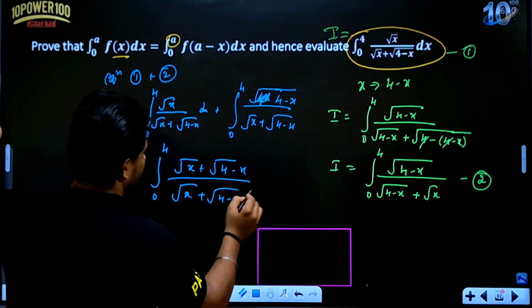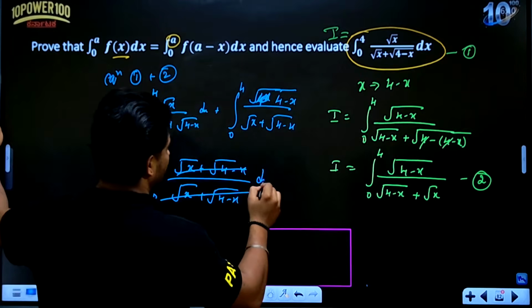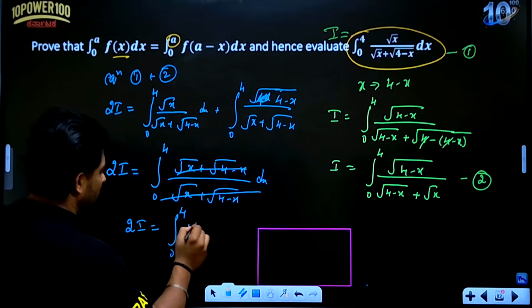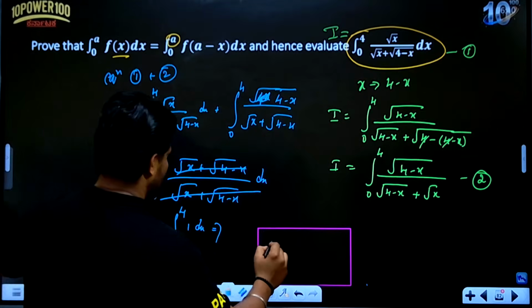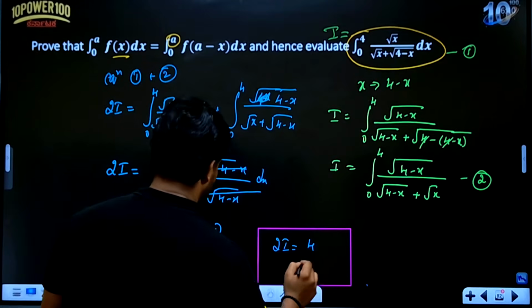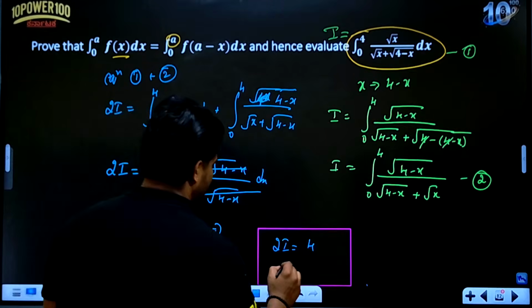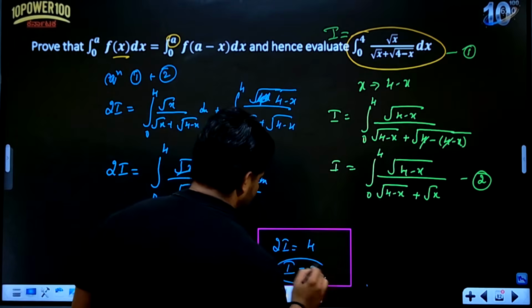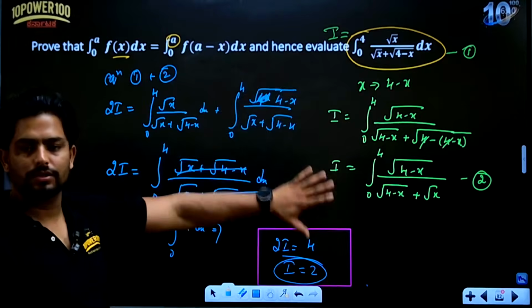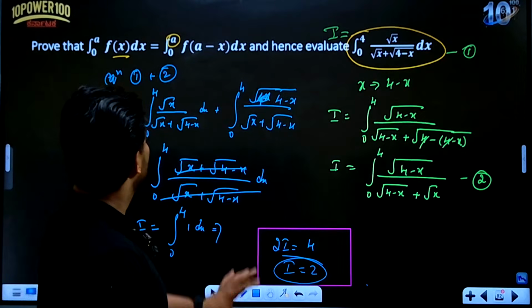So we can cancel this and this. We get 2i is equal to integration of 0 to 4 of 1 dx. Integration of 1 is x, so 2i is equal to 4. So I is equal to 2. So 2 is the answer. It's actually b minus a by 2 is the formula answer for everything. Simple question. Now this property.